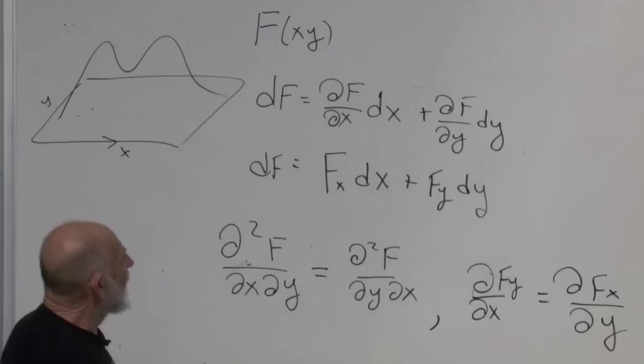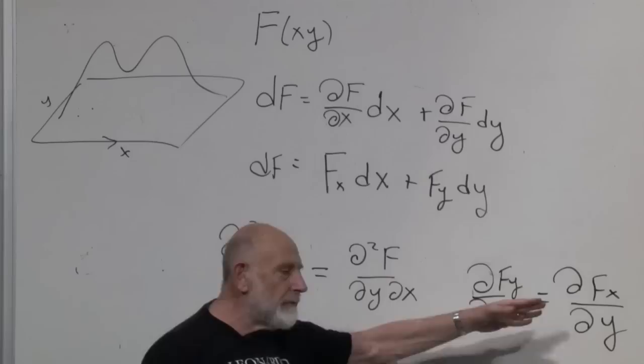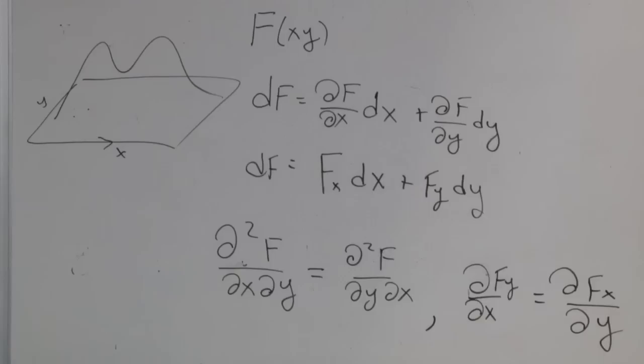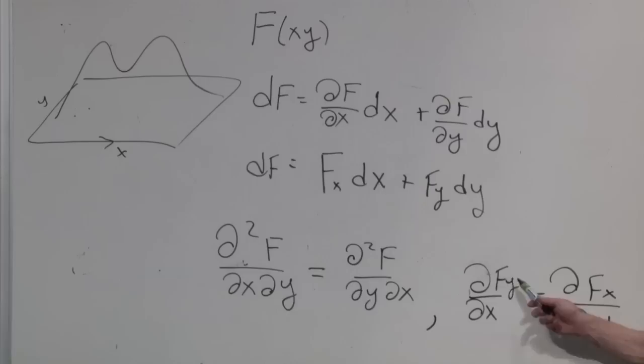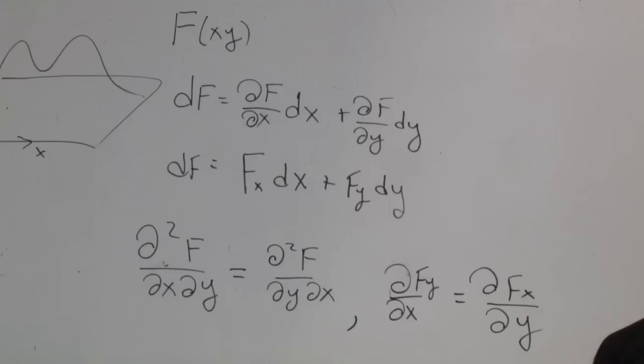If I give you an fx and an fy, and I don't tell you anything else except fx and fy, there's clearly no guarantee that this is true. Given any old two functions of x and y, it will not be true that, I'll give you some examples later, and the condition that fx and fy are really the derivatives of a unique function are exactly this over here.